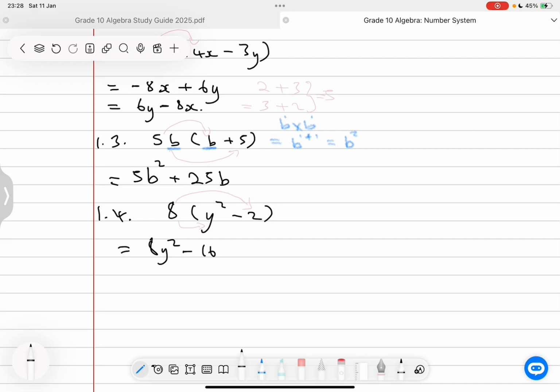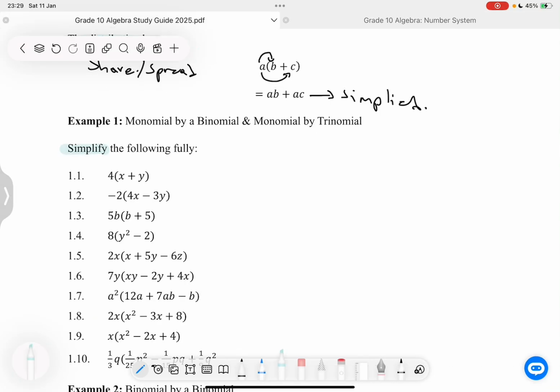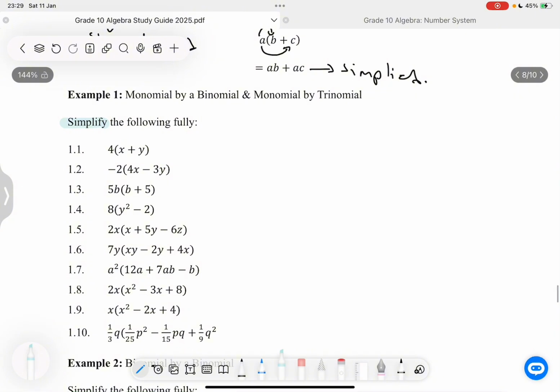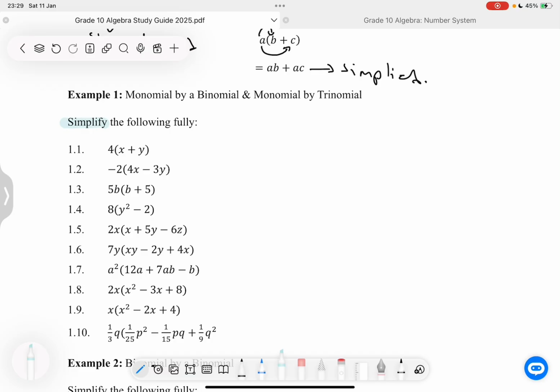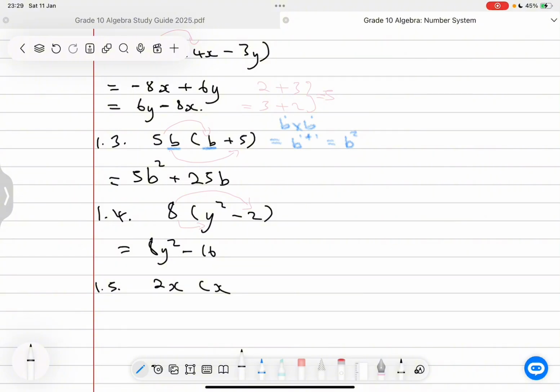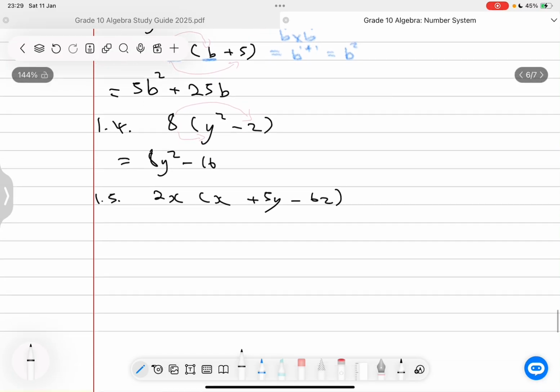Then we also have 1.5 that says we have a 2x times x, and we then have 5y minus 6z, right? So we have a plus 5y minus a 6z.